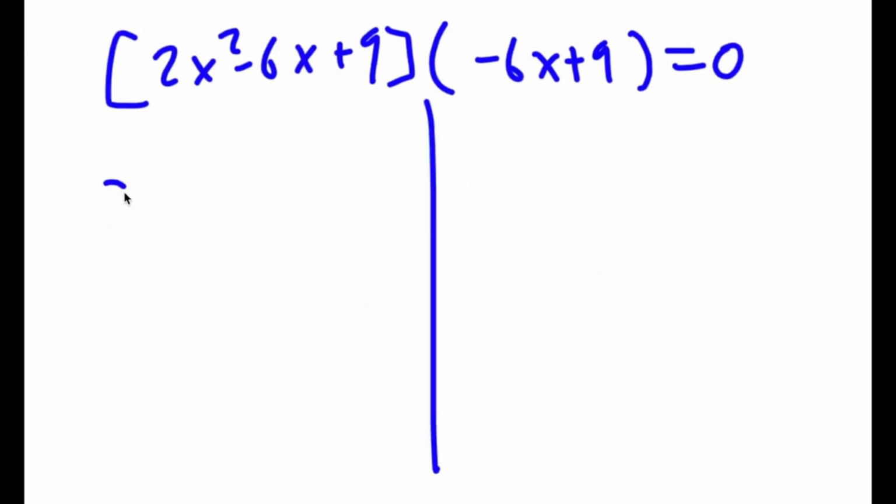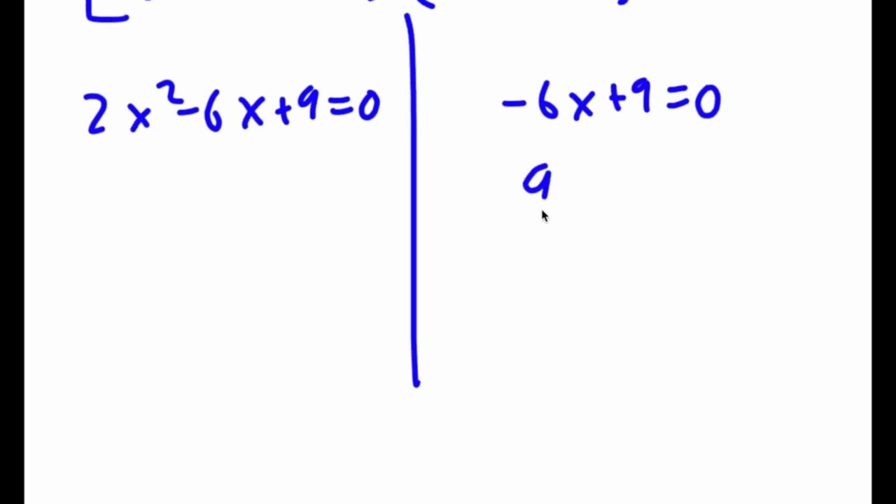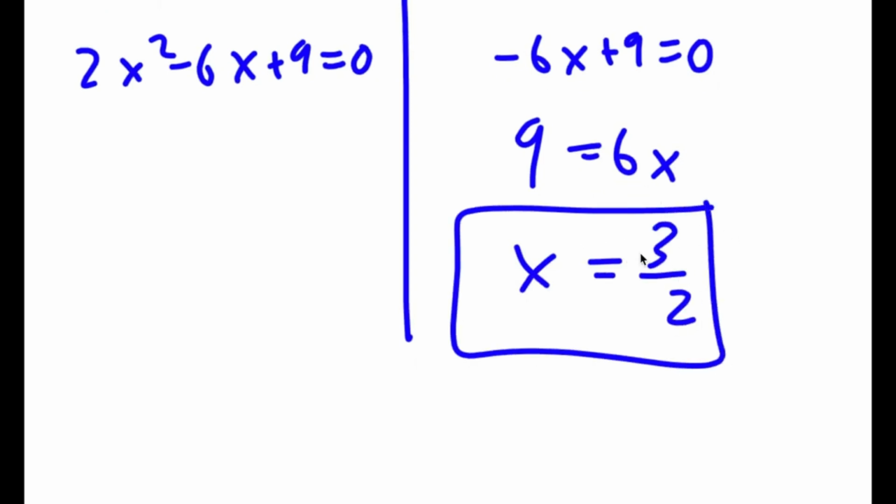So now this gives me two equations. I have 2x² − 6x + 9 = 0, and −6x + 9 = 0. So for −6x + 9 = 0, I get 9 = 6x, and x = 9/6, which is equal to 3/2. So this is one solution of x.